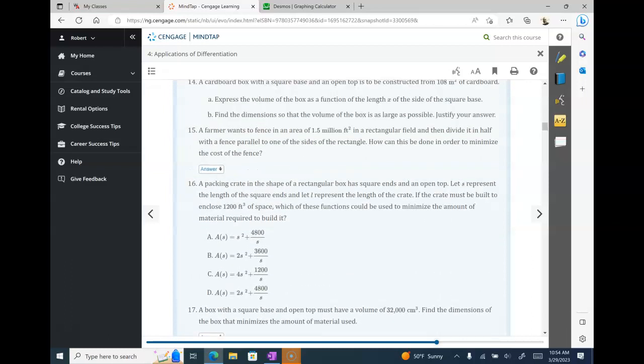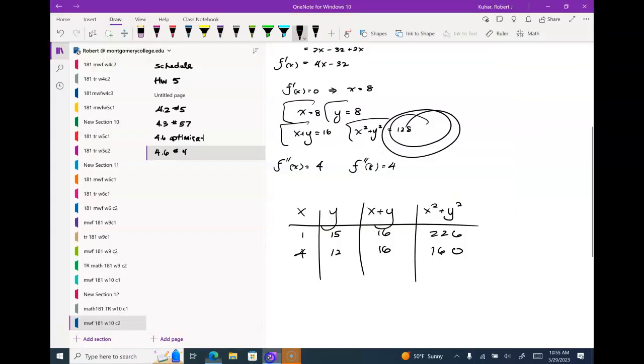Oh, here's one. A farmer wants to fence in an area of 1.5 million feet squared. So farmer on the land. I want to fence in an area, I don't know, for cows, whatever, right? So I'm going to create that rectangle fence, but I want to split that area in half. Maybe keep the angry cow away from the other cows. Maybe, I don't know. So now you can picture it. Can you picture it? This is number 15.